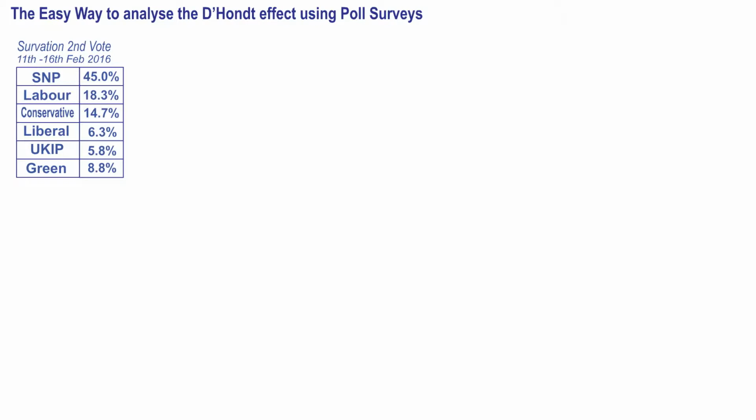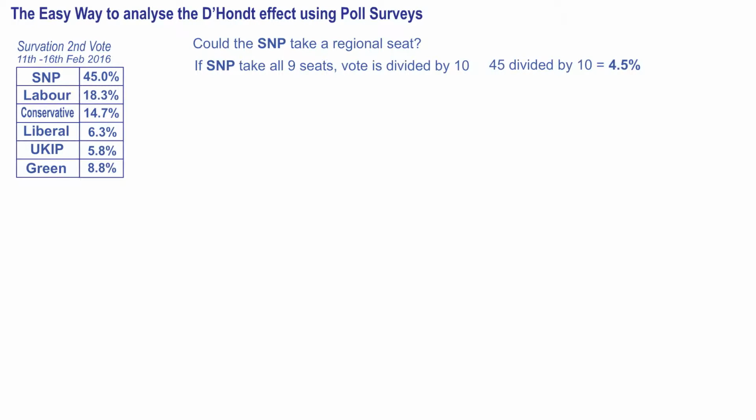The first thing I will look at is the SNP vote to see if the SNP could get a regional seat. If the SNP got all the constituency seats, the regional vote would be divided by the 9 constituency seats plus 1. 45 divided by 10 equals 4.5, which would definitely be too low.